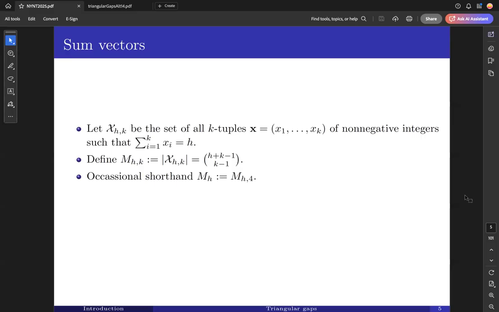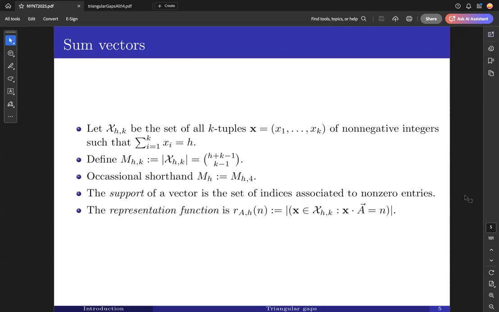So k is 4, I just drop it. The support of a vector is going to be the set of indices associated to non-zero entries. This is just like the support of anything, but sometimes we'll need access to that information. And occasionally we'll need access to the representation function. And so here, what's going on?